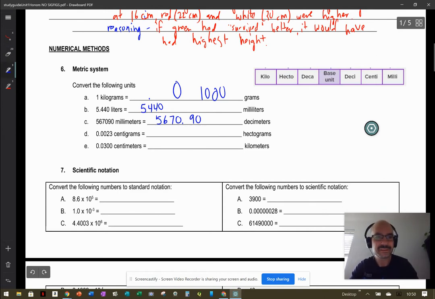One nice thing about this is I can make mistakes and you guys can see me make mistakes. So centi to hecto, 1, 2, 3, 4 hops to the left. No, that was right, Aubin.